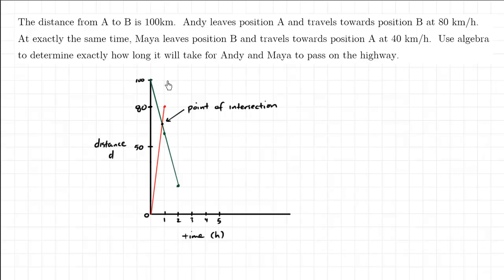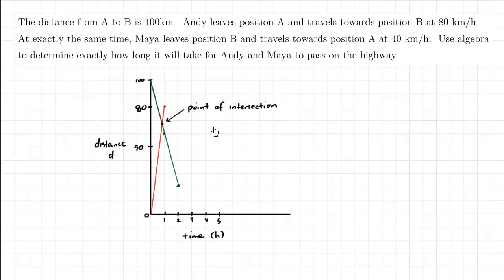So 1 hour passes here, 1, 2, 3, 4. We can sketch this and get a rough estimation of the time when Andy and Maya pass each other, which is the point of intersection. Now the question here says use algebra to determine exactly how long it will take for Andy and Maya to pass on the highway.